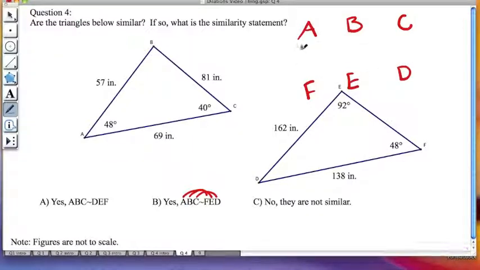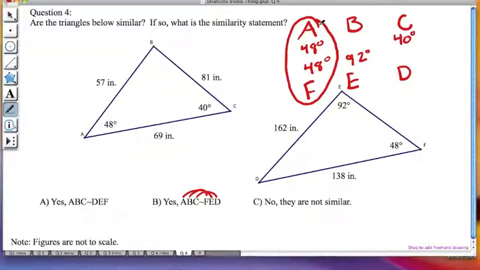Measure of angle A is 48 degrees. Measure of angle B, I don't know yet. Measure of angle C is 40 degrees. The measure of angle F is 48 degrees, so far so good. The measure of angle E is 92 degrees. The measure of angle D, I don't know yet. So just because A and F match up doesn't mean that it's necessarily going to work out perfectly.